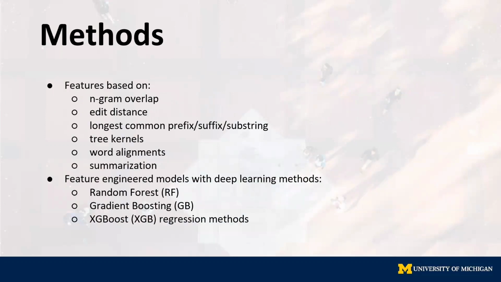For getting textual similarity, we can generate features using various NLP techniques like n-gram overlap, edit distance, longest common prefix, suffix, or substring, or using tree methods. After extracting the features, we can use machine learning or deep learning algorithms like random forest or gradient boosting predictive ensemble methods for model development. This is definitely not an exhaustive list of all the possible algorithms that can be used, but these are the ones which are mostly used and have high success rates.